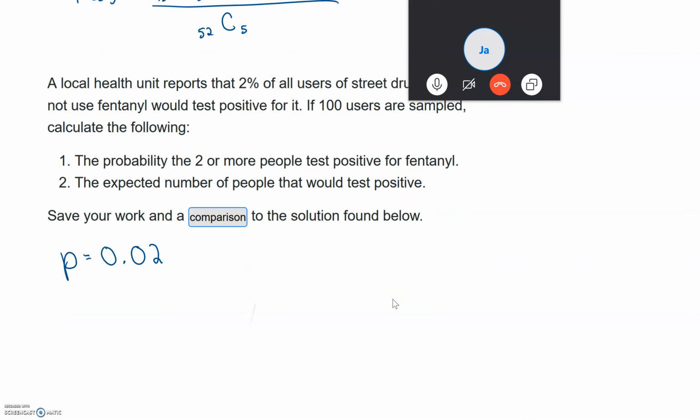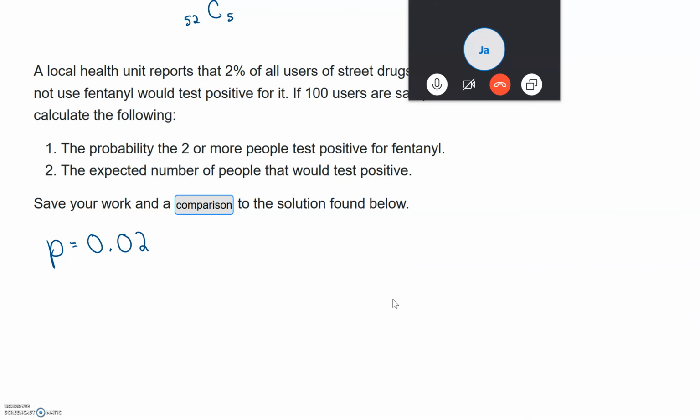Okay, so now we have P. We know it's binomial now, so we can go ahead and write the probability for X. Which I'm sure you remember. If not, you're allowed to have it written down.